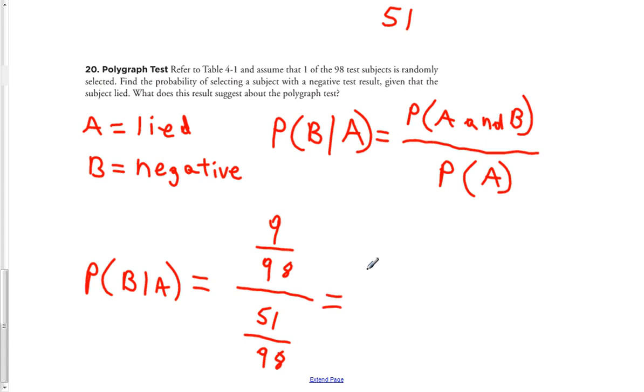So we flip the bottom fraction and multiply, and we get 9 out of 51, because the 98s cancel upon flipping and multiplying. Let's do that division. 9 out of 51 is approximately 0.176, or 17.6%. Almost 18% of the people who actually lied beat the polygraph test. The last part of this question reads, what does this result suggest about polygraph tests? Well, it doesn't suggest that they're extremely accurate, because almost 20% of the time you can actually be lying and beat the test.